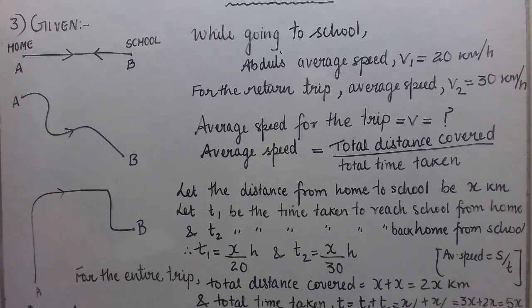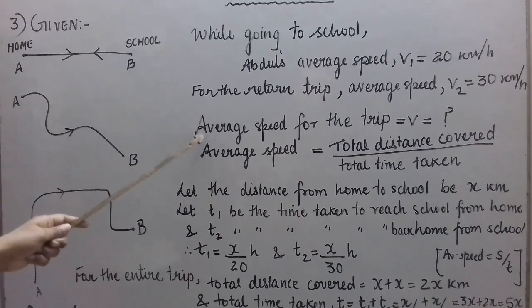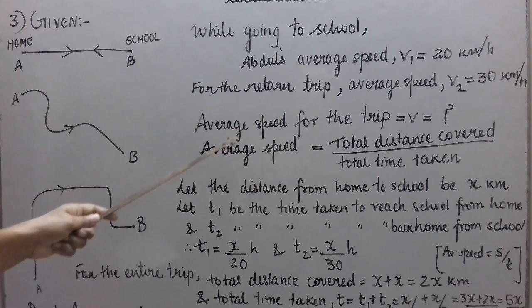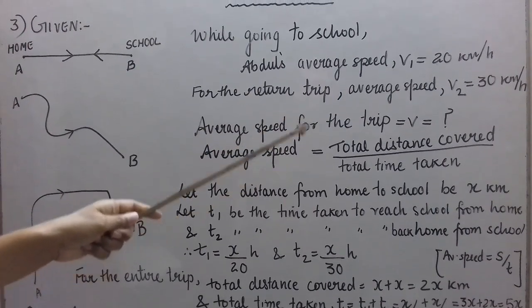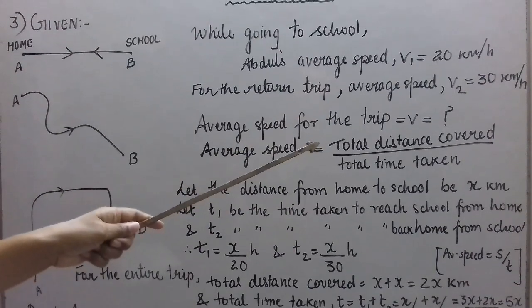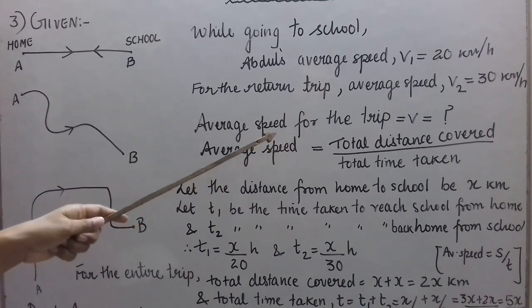What is the average speed for Abdul's trip? So the average speed for the entire trip, I have represented by V, and it is equal to, we have to find it out, so a question mark is there.